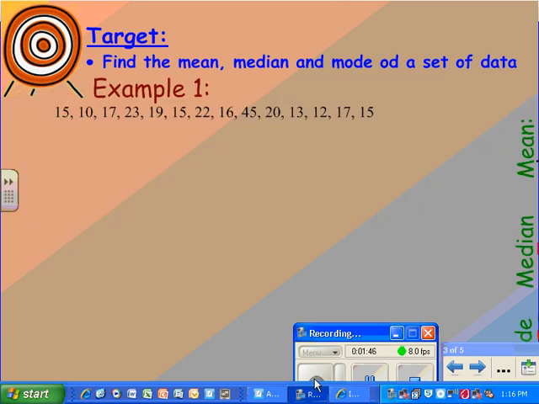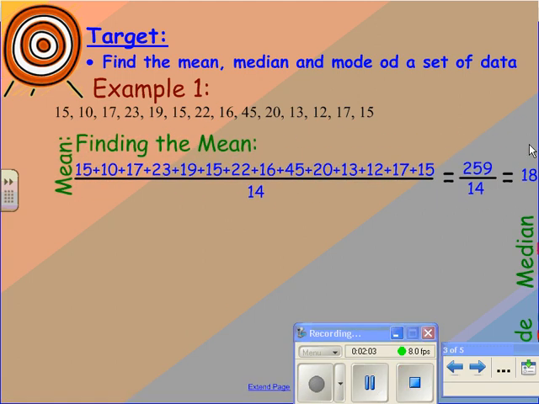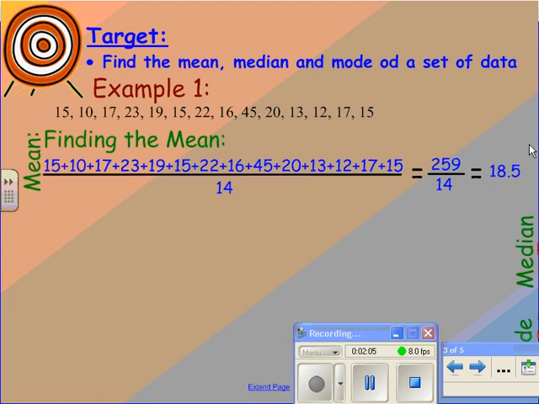In our first example, we have a data set: 15, 10, 17, 23, 19, 15, 22, 16, 45, 20, 13, 12, 17, and 15. Those are all the numbers in our data set. To find our mean, the first thing we want to do is take all of our numbers and add those together.